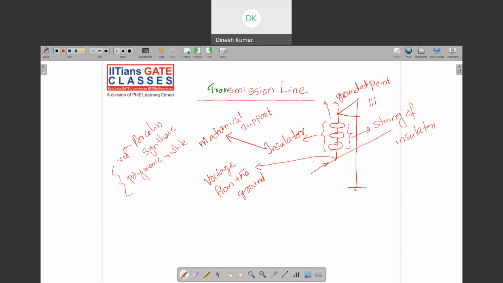There are two types of currents flowing through this particular transmission line, or we can say the system. First is the conductive current. The conductive current travels through this particular insulator. And there is another current which creeps over this insulator, like this. This is basically a leakage current.